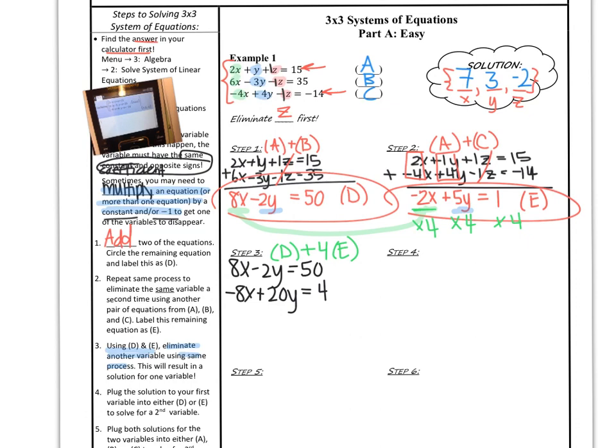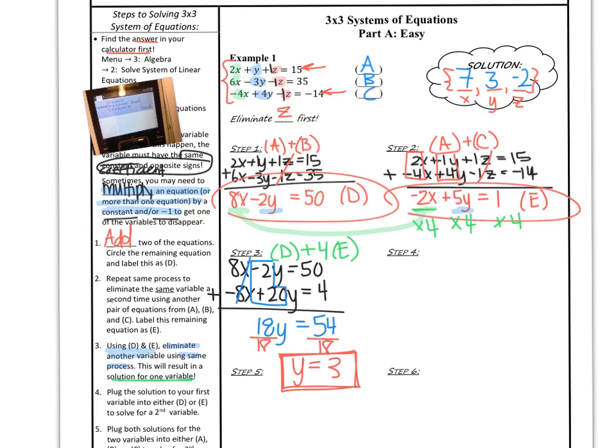Okay? Now I'm going to do the same thing, add them straight down. So 8x minus 8x cancels. Negative 2 plus 20, that's positive 18y, equals 50 plus 4, which is 54. Now this, we can literally solve for this variable. So I'm going to divide by 18 to get y alone, and we get y equals 3. So I'm going to box that in because we've got a solution.